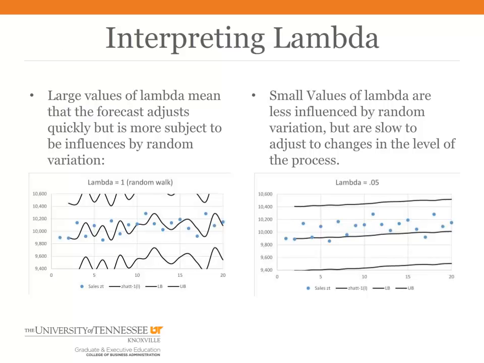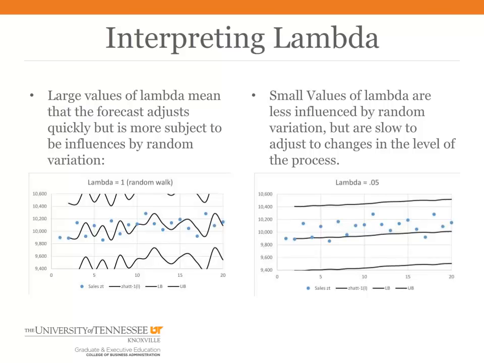How do we interpret lambda? Well, if lambda equals 1, like here on the left, you get the random walk model. That's a big value of lambda. And you're putting all of the weight on the most recent observation. The forecast will adjust quickly to levels in the process, but it will also jump around in response to random fluctuations. Now look at the example on the right.